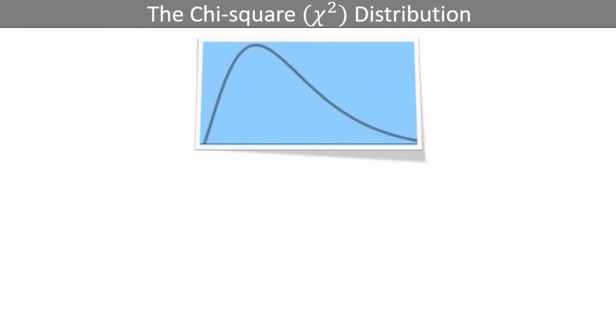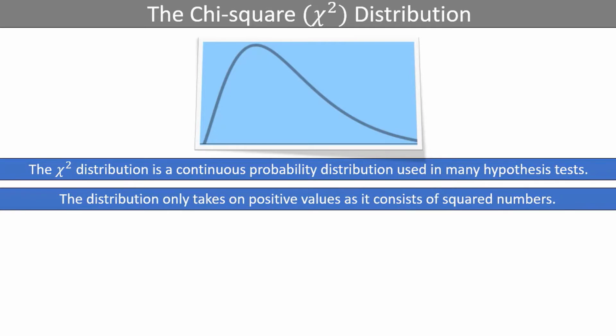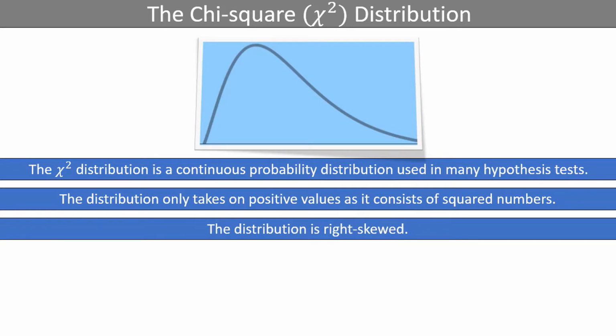First, let's talk about the chi-square distribution. Chi is a Greek letter, which looks an awful lot like the letter X, but is shaped slightly differently if you look closely. Like the z and t distributions, the chi-square distribution is a continuous probability distribution used in many hypothesis tests. The distribution only takes on positive values, as it consists of squared numbers. The distribution is right-skewed, as can be seen from the graph. This contrasts the chi-square distribution from the z and t distributions, which are both symmetric.